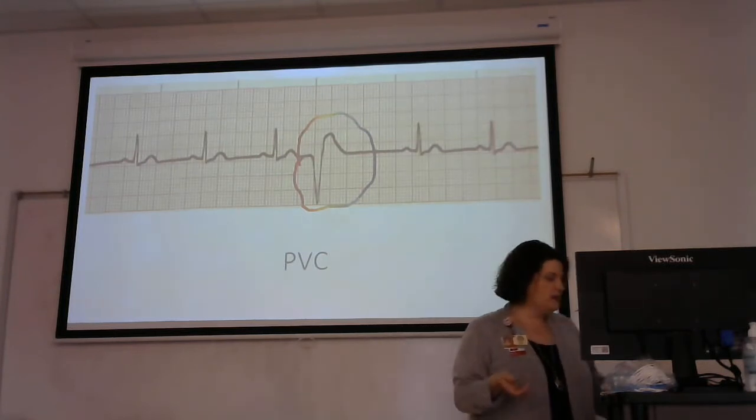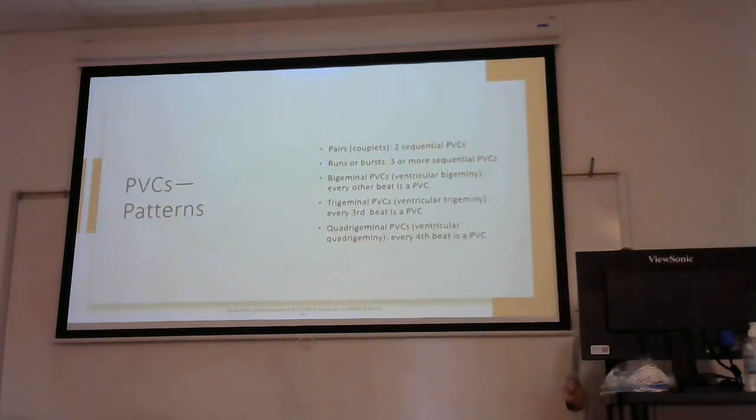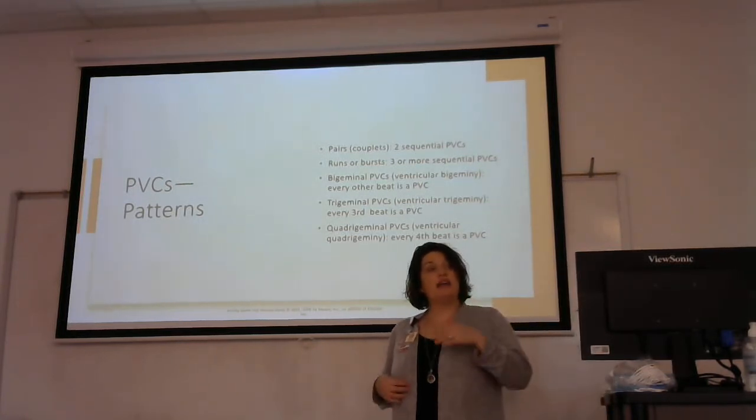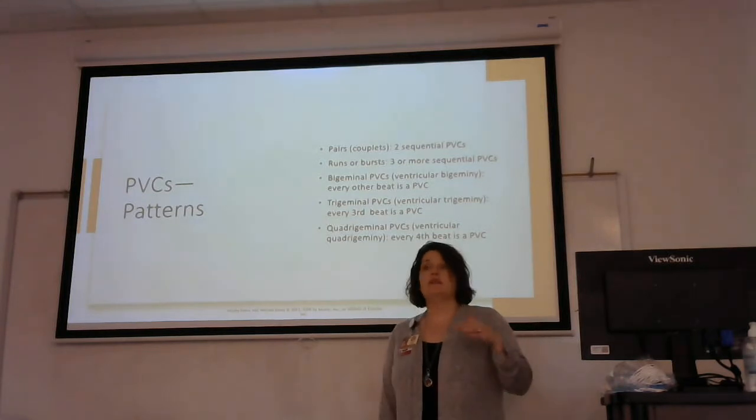So some of the patterns that you will see, you can have pairs, or sometimes they're called couplets. That's 2 PVCs in a row. You can have runs or bursts. So if you have 3 or more PVCs in a row, we typically call that non-sustained VTAC. Okay? You can have bigeminy. Bigeminy is every other one. Trigeminy is every 3rd, and quadrigeminy is every 4th.